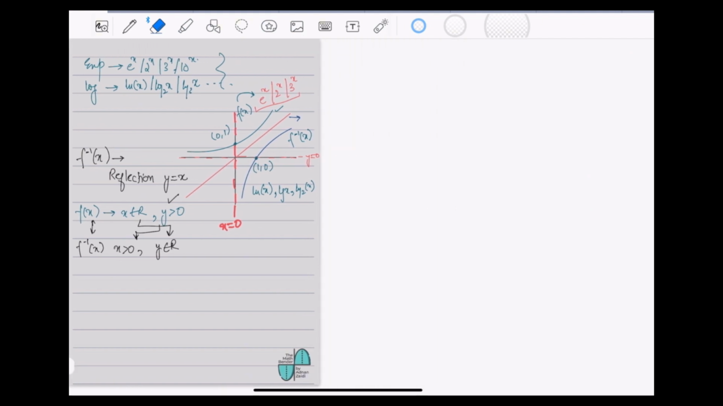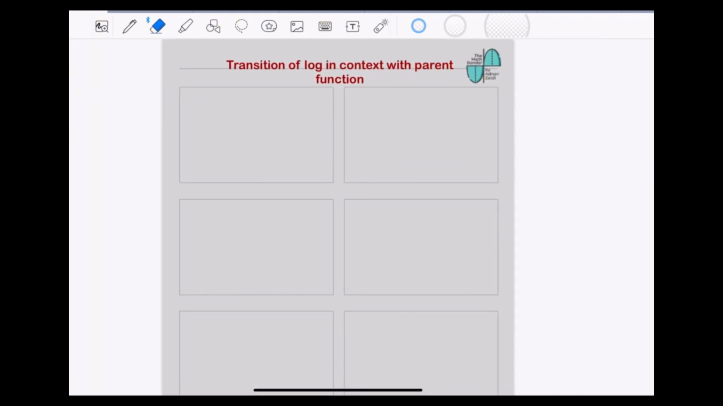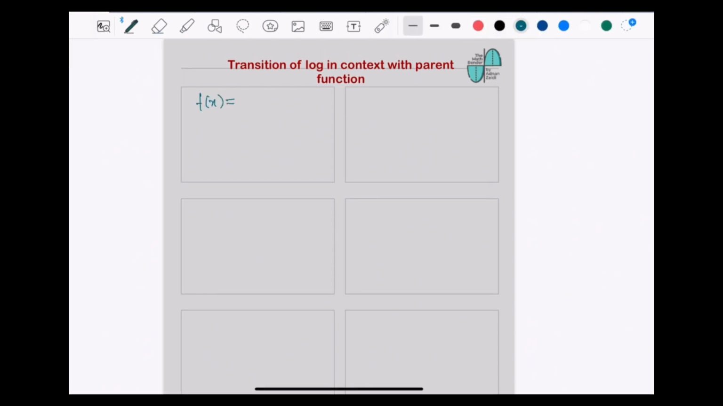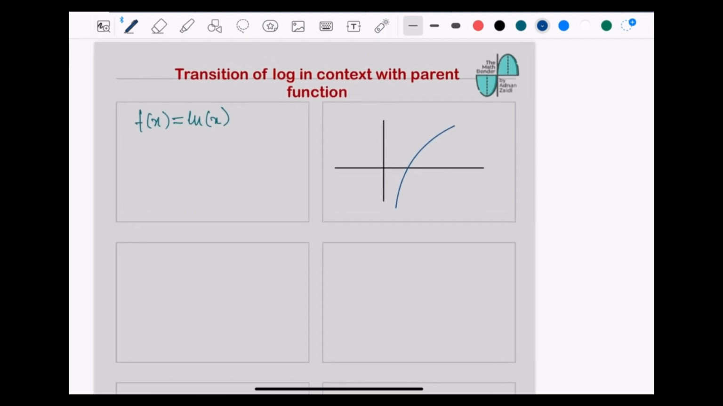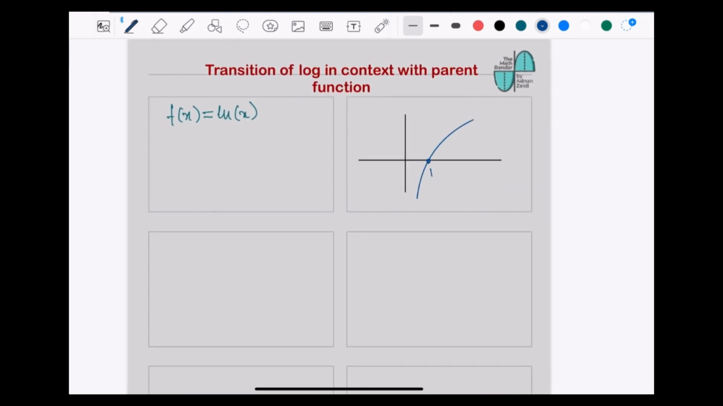Alright, so let's see some examples of the parent function. I'll take this example ln x, but mind you, if it is lg x or any logarithmic function, you can draw the same graph. The graph will look like this. That's all you need to know. This point here is (1, 0), and this is the asymptote line, x equals 0, or the y-axis.